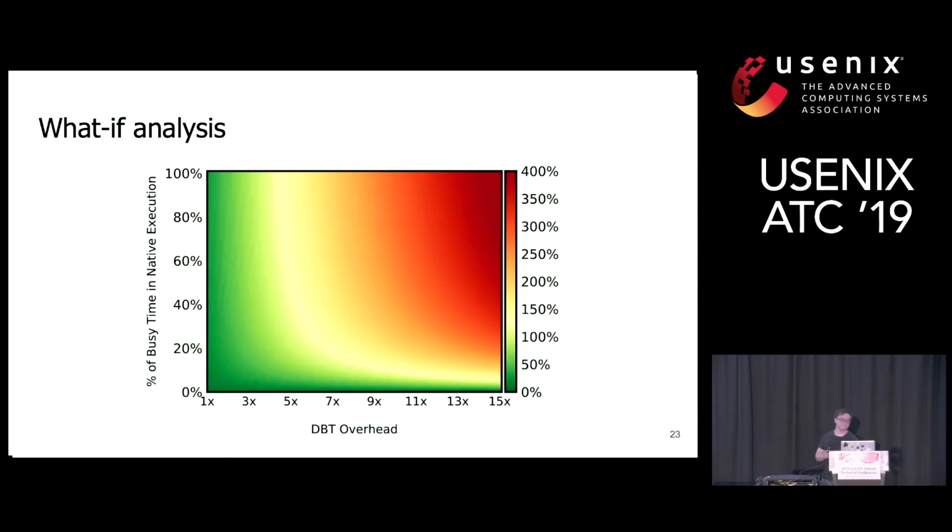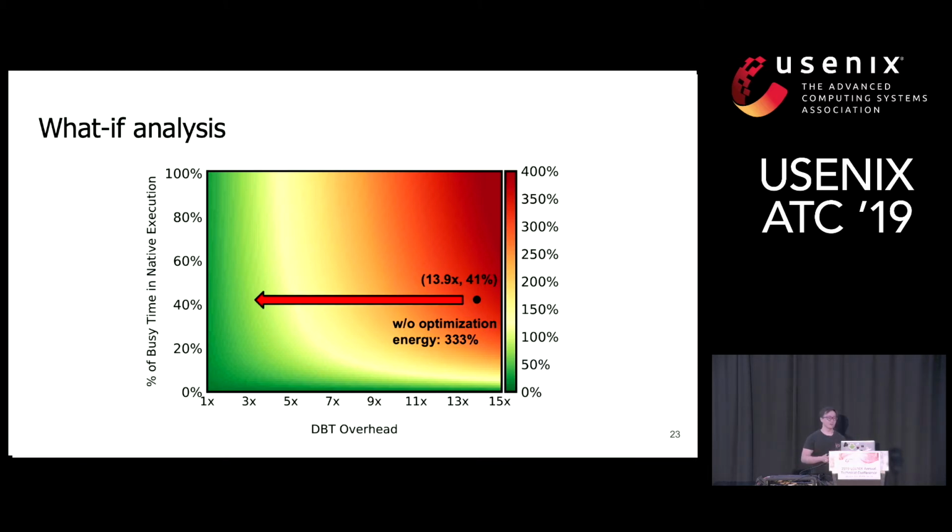We conduct a what-if analysis because the energy saving is majorly impacted by two factors: the DBT overhead, which is the x-axis you see, and the kernel execution behavior, which is the percent of time spent in native busy execution, which is the y-axis. The red zone is the part where we actually waste energy, and the green zone is the part where we can save energy. Without any optimization, a simple, straightforward port of the DBT can waste 3x more energy than the native execution.